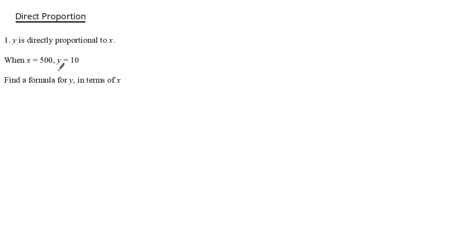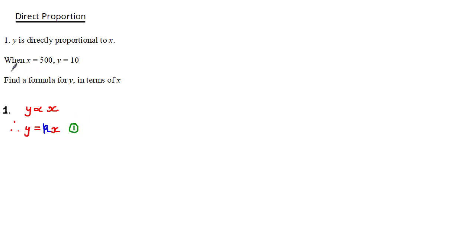So since we are told that y is directly proportional to x, we can use this symbol to show this relationship. And therefore, we can say that y is equal to kx, where k is the constant of proportionality that we need to find in order to complete this general formula. So let's label this equation 1.